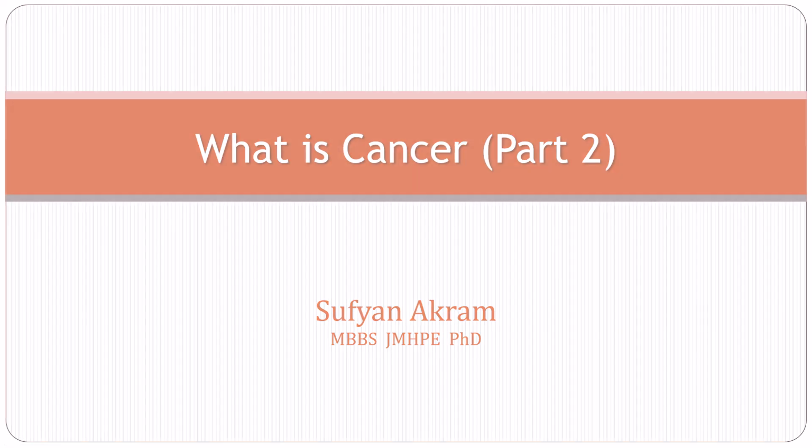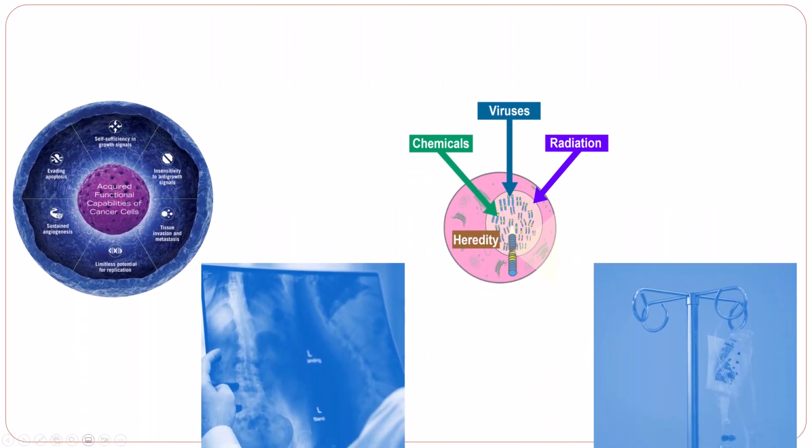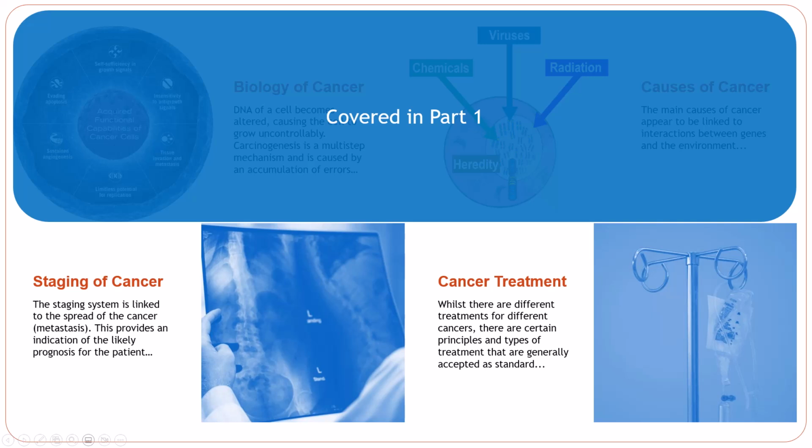Welcome back. So we were looking at the various aspects of cancer. We covered the biology of cancer, the steps of carcinogenesis, and some causative agents for cancer. Now we'll be looking at clinical features, staging, and some principles of cancer therapy.